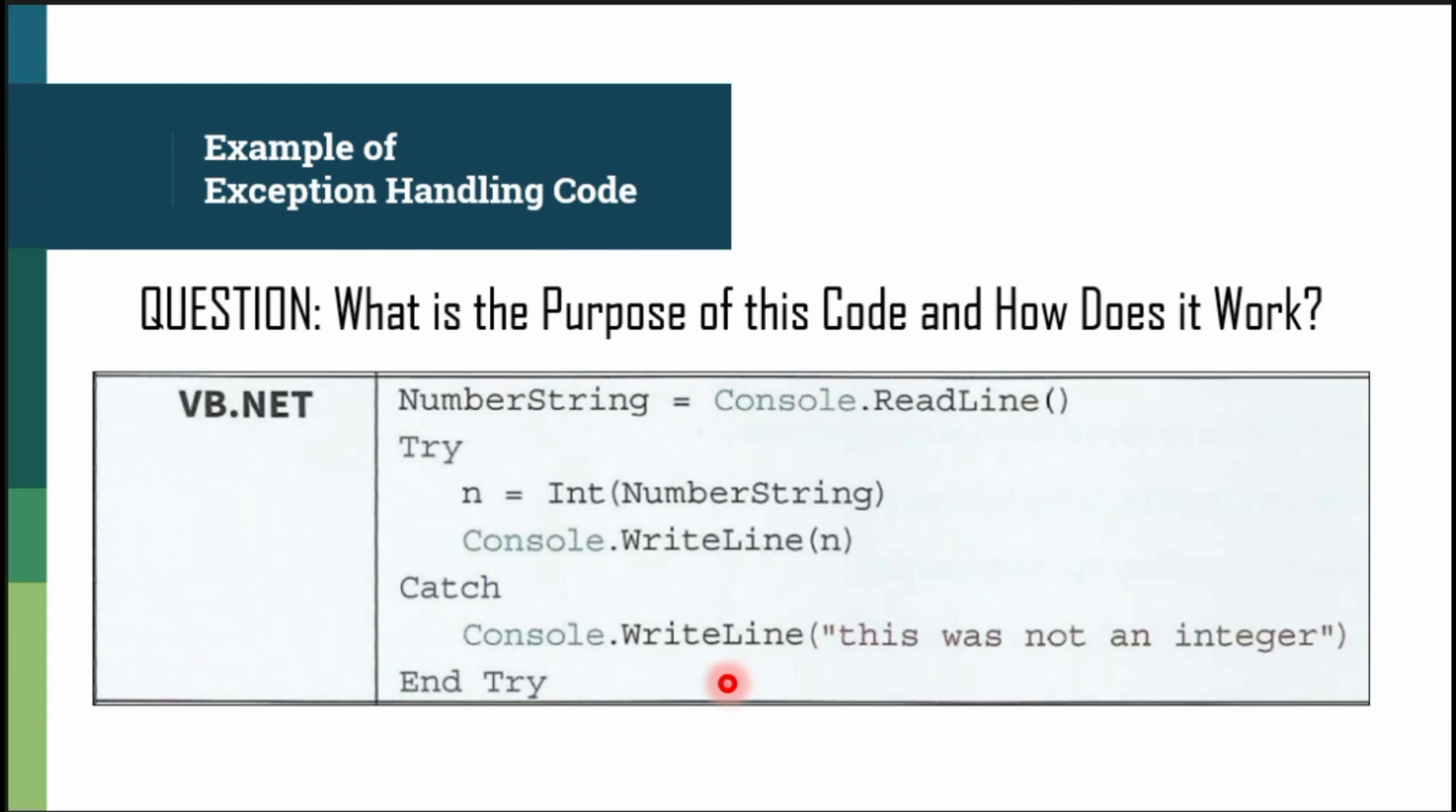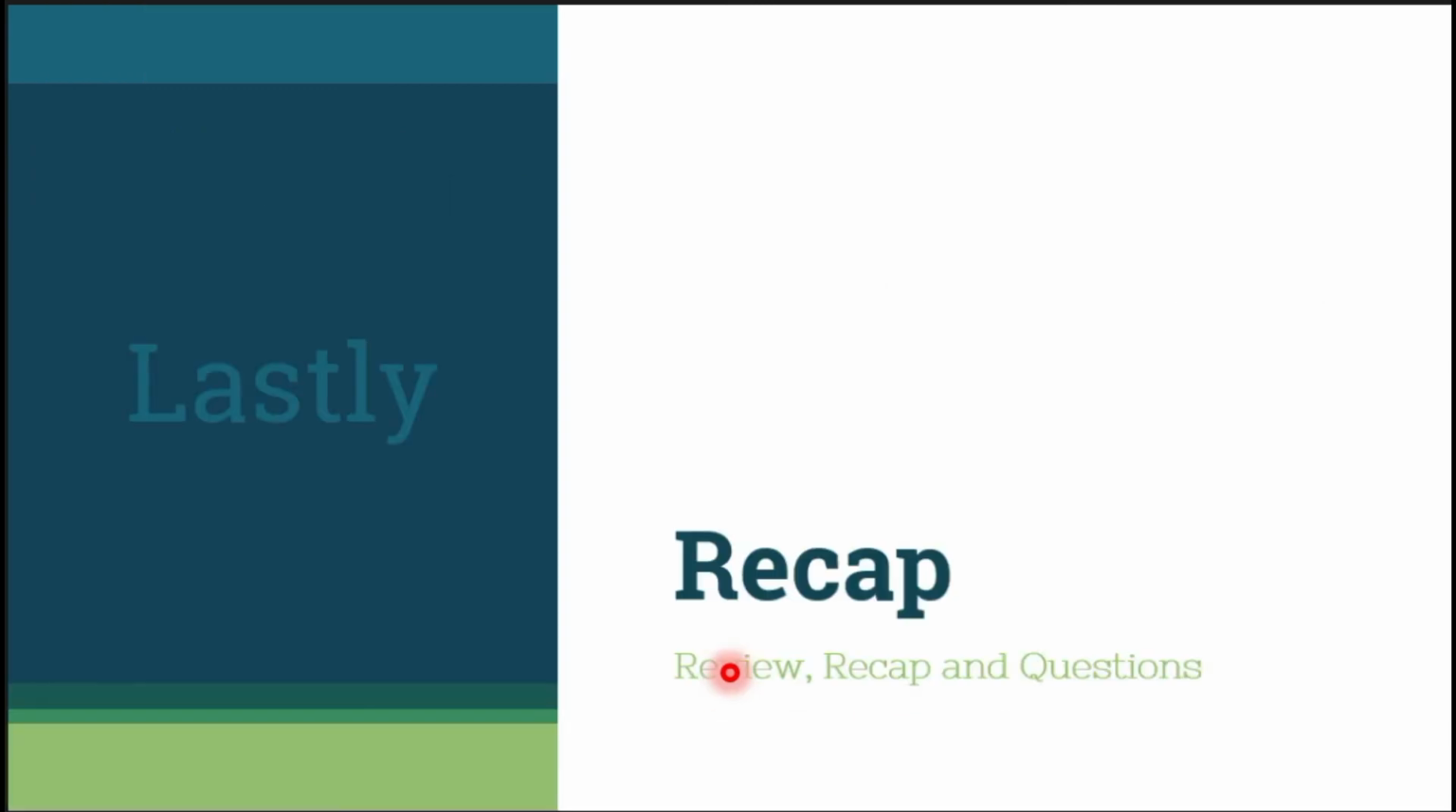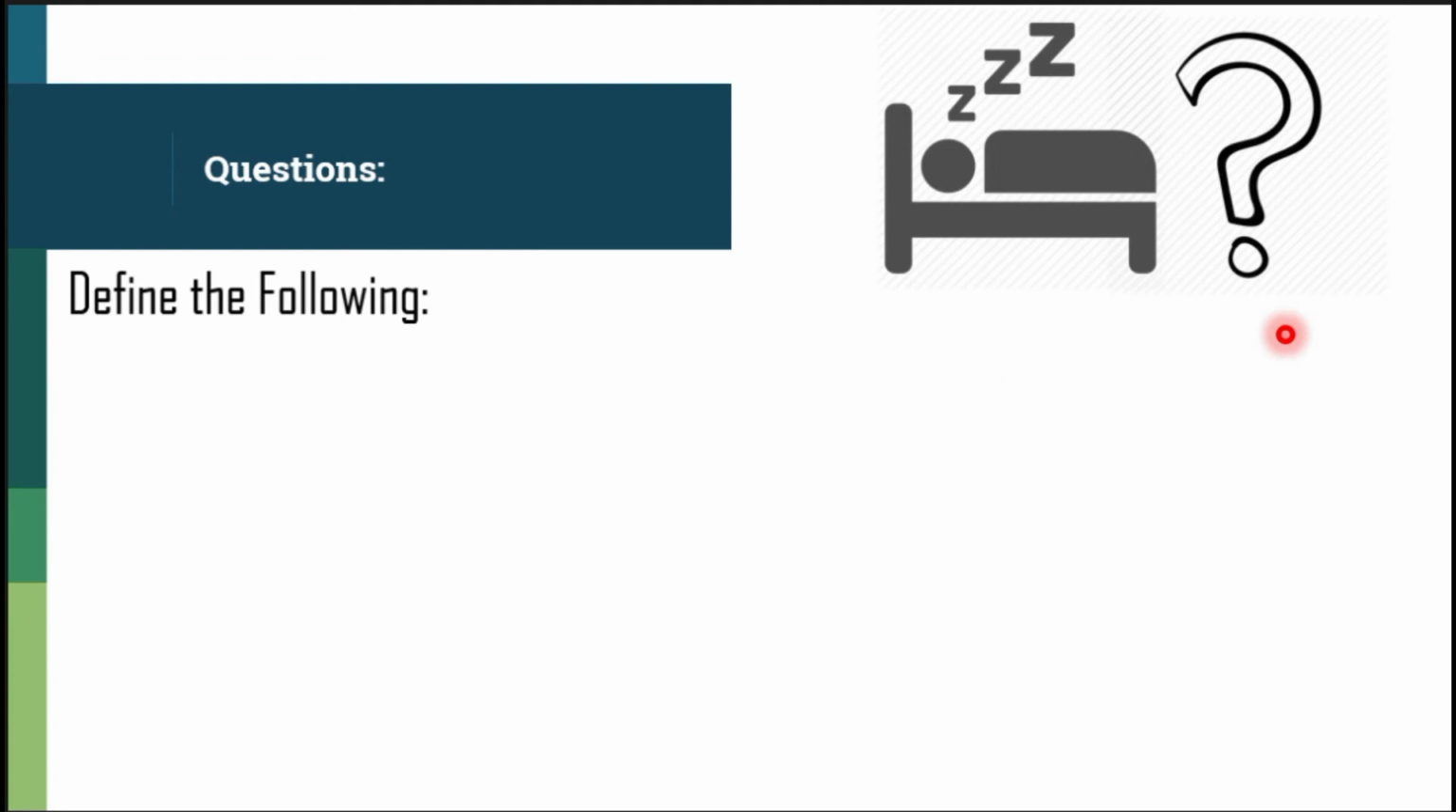All right. So lastly, just a few recap questions. Okay. So, were you sleeping? Define the following. Exception. It's an error, yes. But more specifically, it's a runtime error. Yeah. A runtime, what's a runtime error? What does that mean? Yes, it's an error that occurs during the execution of a program. So it's not like syntax or logic errors, it's just a runtime error.